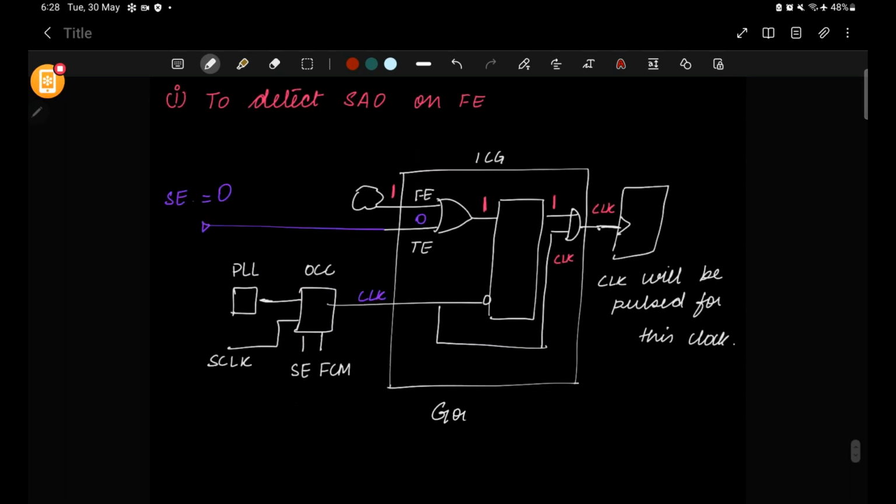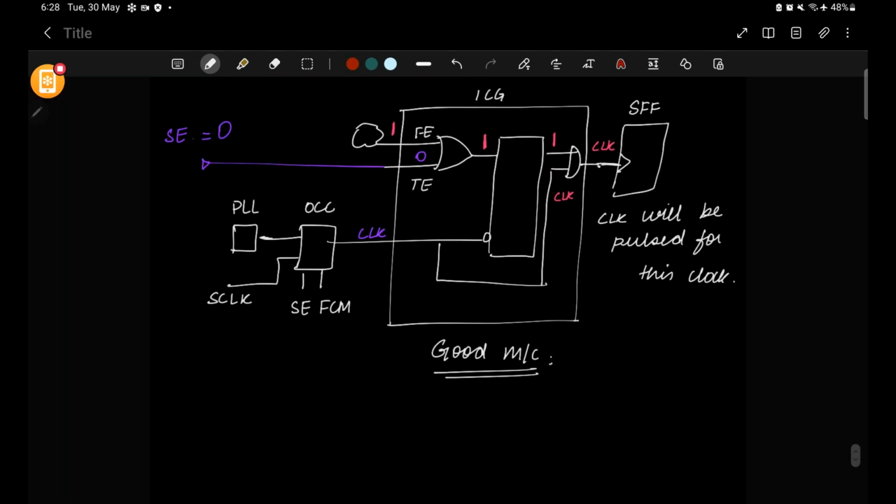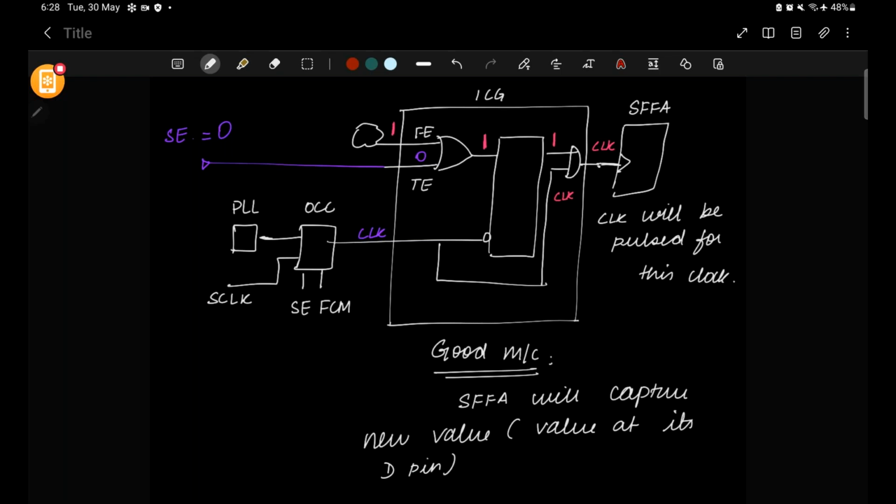So good machine simulation. You just assume this as scan flop A. So the scan flop A will capture a new value at its D pin. New value, that is nothing but the value at its D pin, because clock is getting pulsed.